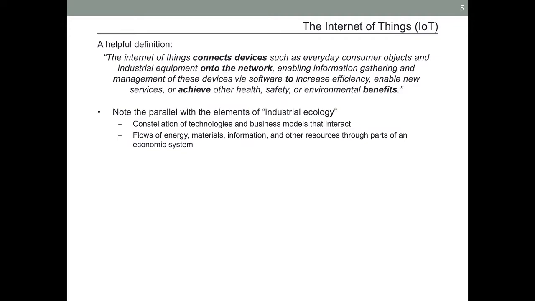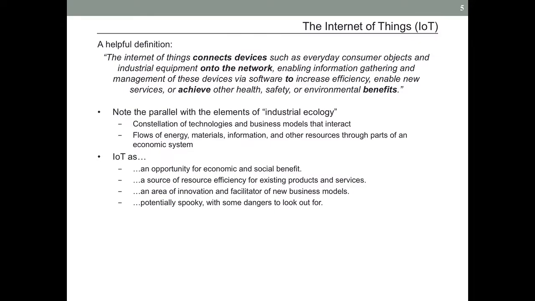So note the parallel with elements of industrial ecology as you've heard it, this different constellation of technologies and business models, and then surely flows of energy, materials, and more than anything, information through parts of the economic system. So a few different facets of this from a very high level, but really try to hold these with you as you look at these different examples.